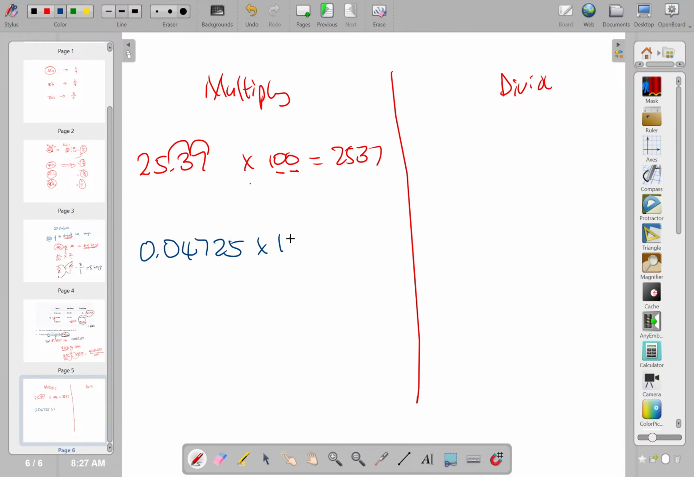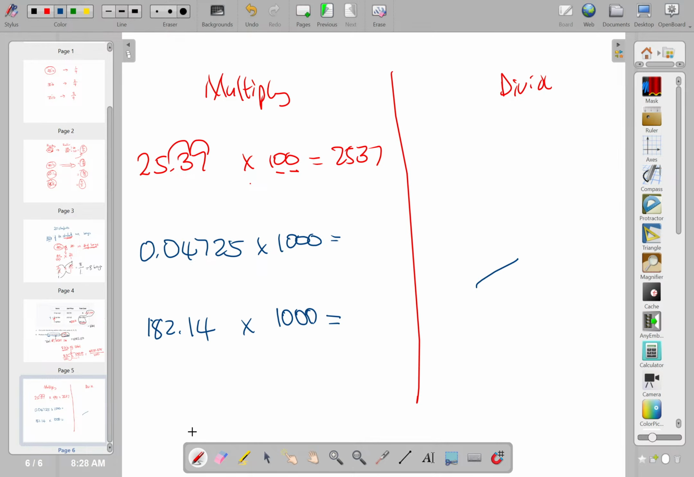0.04725 times 1,000. What would that give me? Somebody tell me. Ready, set, go. 182.14 times 10,000. Let's do 1,000. Let's go. What would that give me for each one of them as I go through? All right. So we'll see something. Total, Michelle. Oh, you give me the total from before.